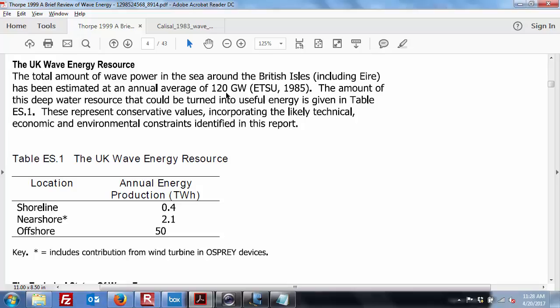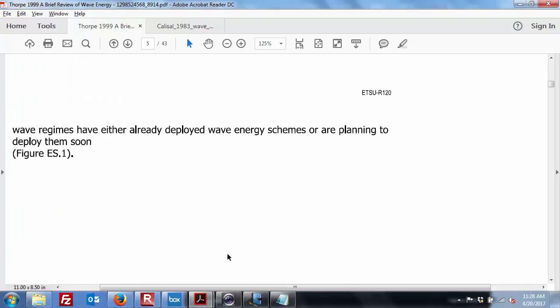120 gigawatts too. That's not bad either. 120 gigawatts. That's 60 coal plants sitting out there. 60 coal plants sitting right out there in the ocean, ready to be tapped. And I think the Osprey might even be there. Might even be a picture of that in the textbook.